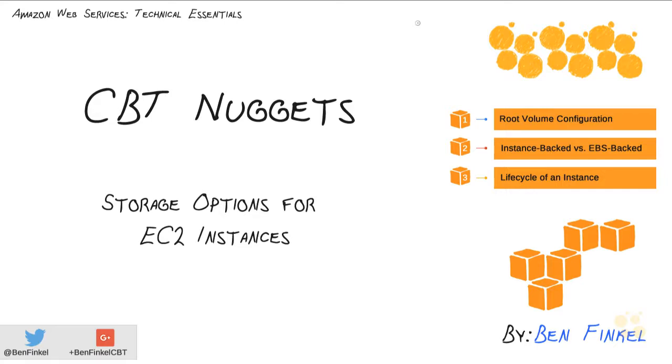In this nugget, we're going to look over the basic storage options for our EC2 instances, specifically the root volume configuration storage. So we need to know where we're going to store our root volume, and that can happen in one of two places, either instance-backed or EBS-backed. We'll talk about each of those and compare and contrast them so you understand what they each mean. And then we'll finish up by looking at the life cycle of an EC2 instance, specifically with how that regards to storage and what happens to our root volume as a machine moves through its life cycle.